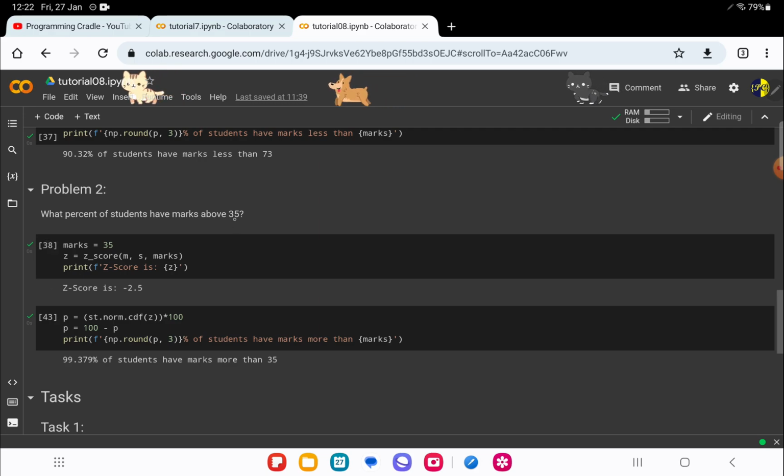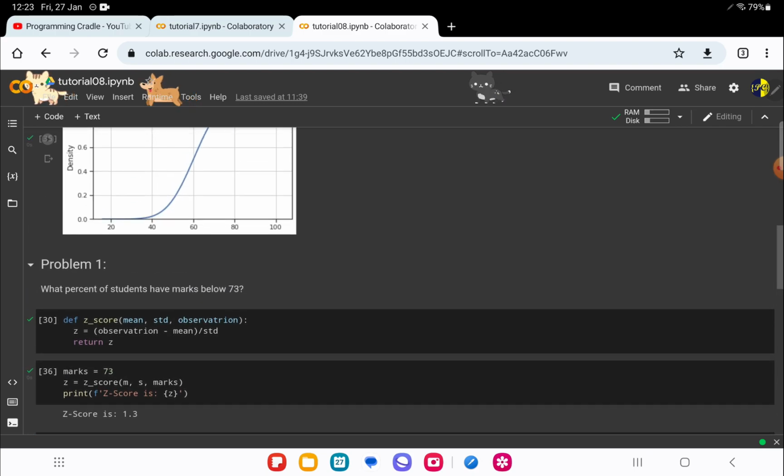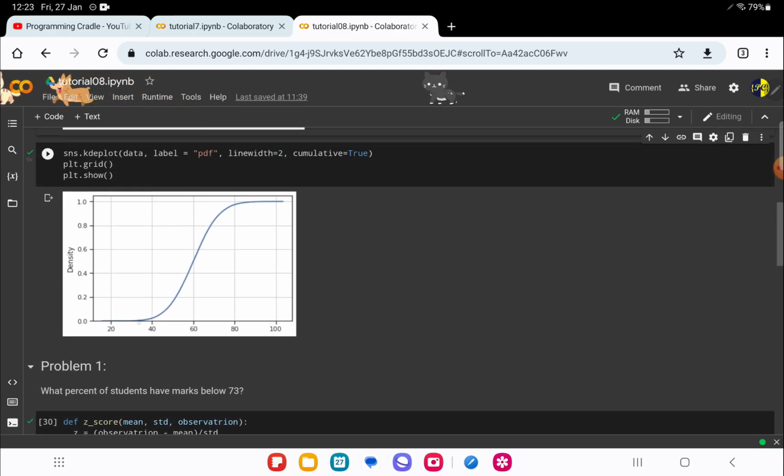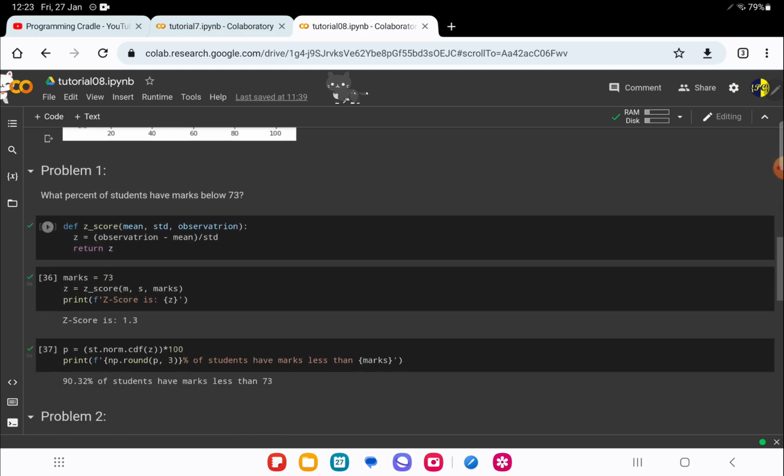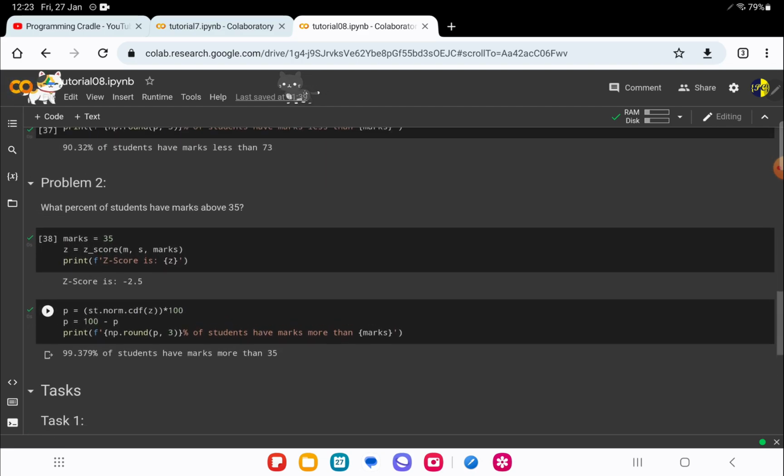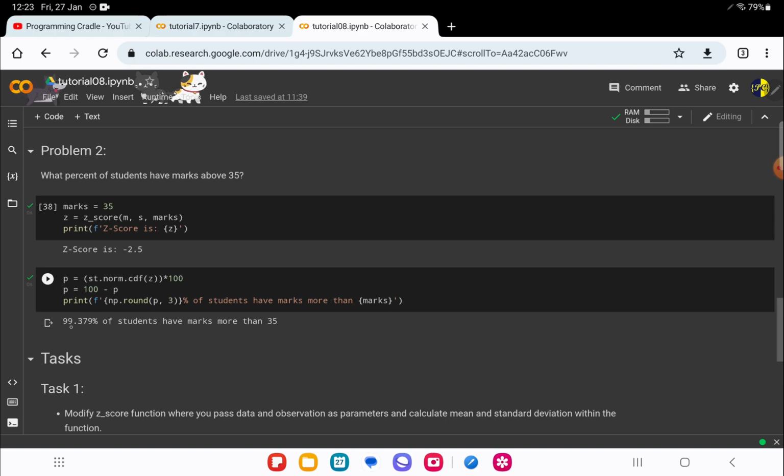Now we want to try for a negative z-score. So for the negative z-score, I'm taking 35. So again, it will do the same thing. 35 will come somewhere here. So again, it's a very small value. So the z-score is coming to be minus 2.5. And from that, I calculated the percentage.